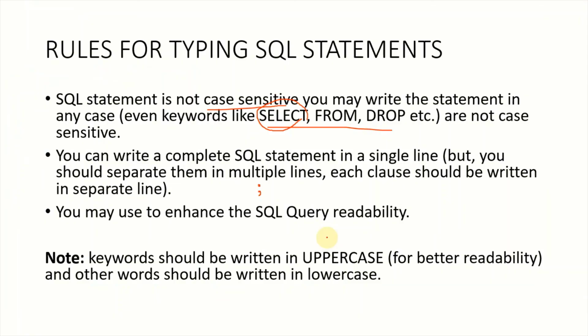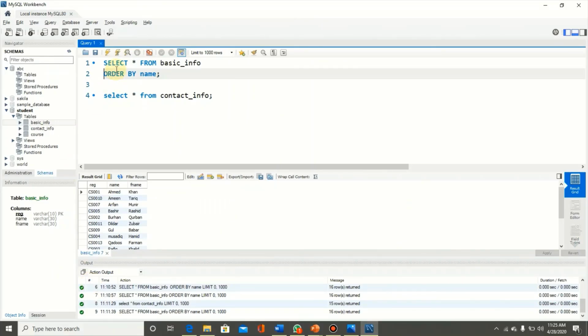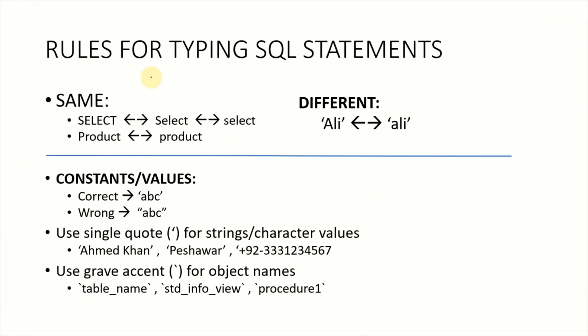For better readability, it is preferred to use uppercase for keywords and lowercase for other words. Like we did in our statement, we used uppercase for select, from, and order by, and lowercase for the table name and attribute name. We have already practiced this thing. All these cases will give us the same results.